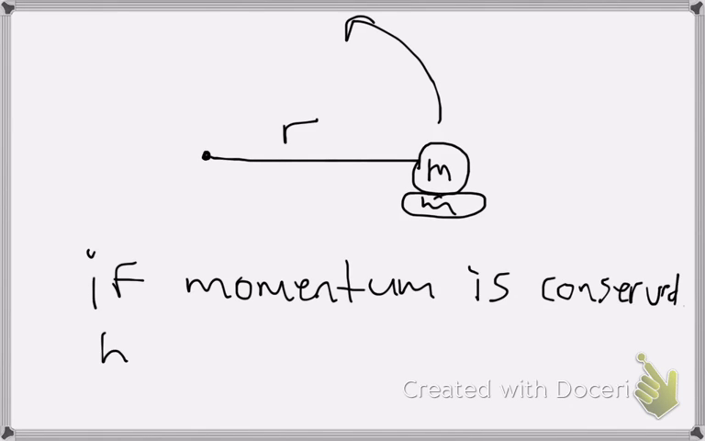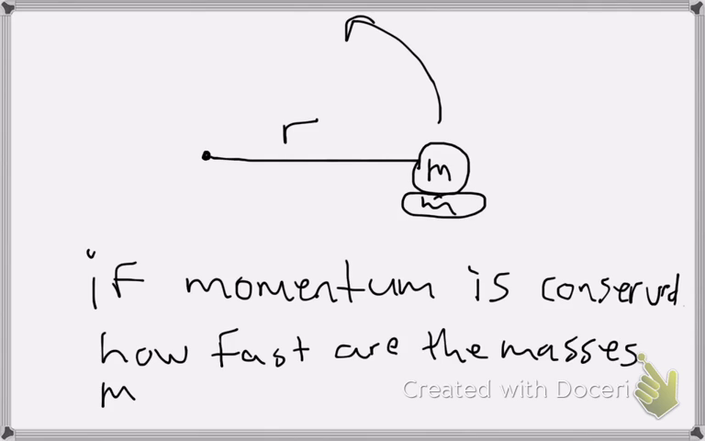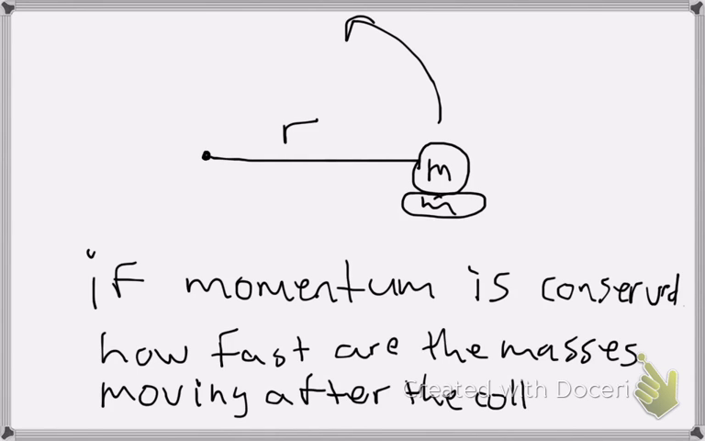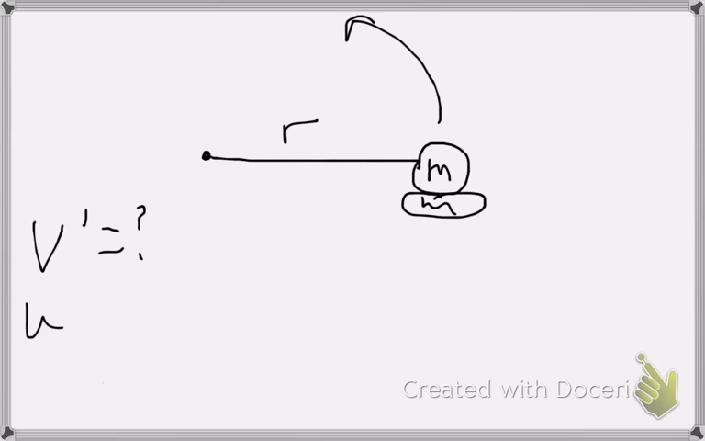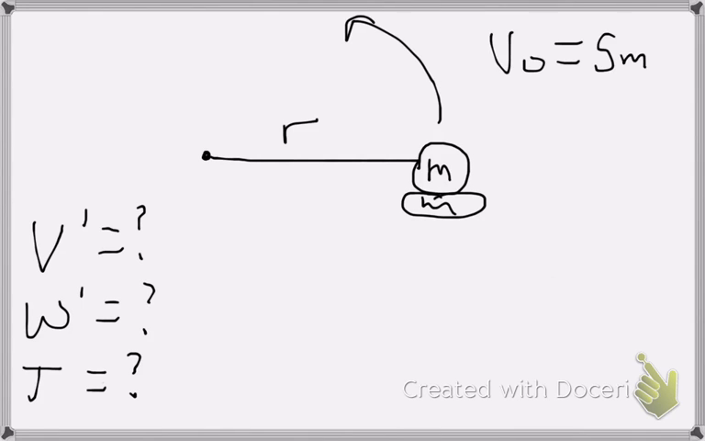Now, if the momentum is conserved, we want to answer a few questions. How fast are they going immediately after the collision? Now, I'm talking about linear momentum first. So how fast are they going straight up on this page first? Then we can think of things, how fast is it going around the circle? How long does it take? We're going to answer those questions. So first of all, how fast does it go straight up? Then, how fast is it going to go around the circle?